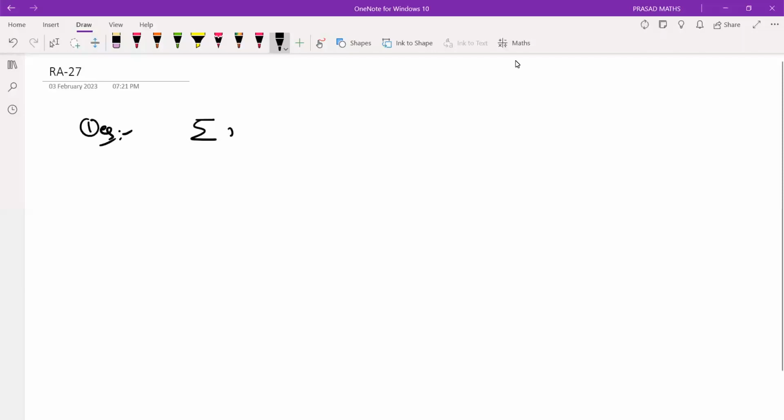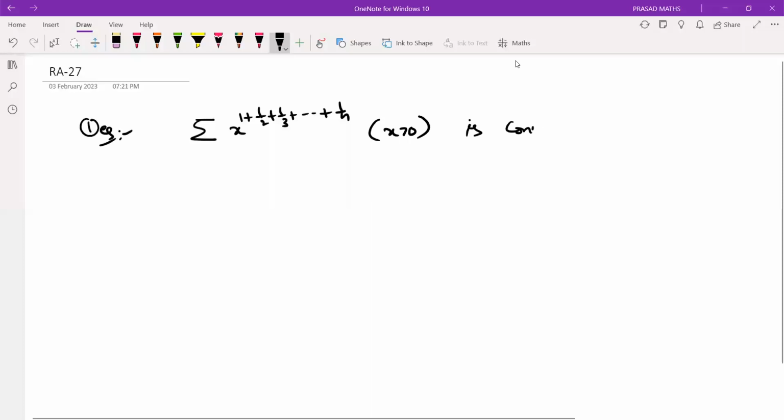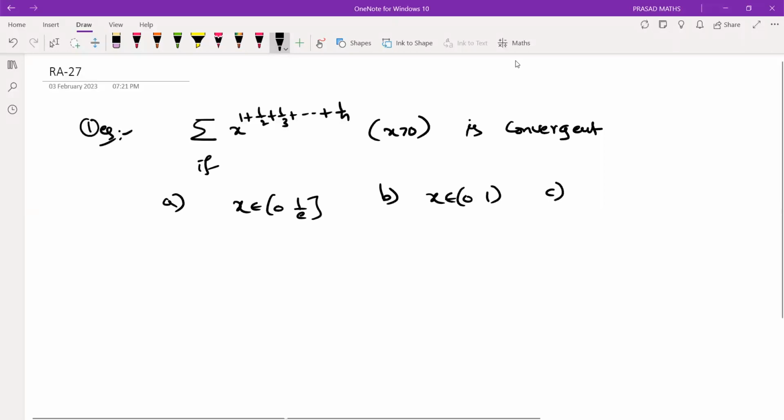The series, n equals 1 to infinity, x power 1 plus 1 by 2, 1 by 3, going on, 1 by n, where x is positive, is convergent if x lies between 0 to 1 by e. That is, convergent whenever x lies between 0 to 1. C is whenever x lies between 0 to 1 by e. D is none.